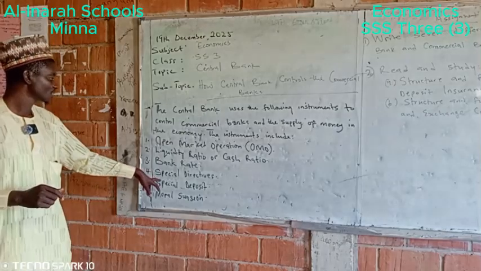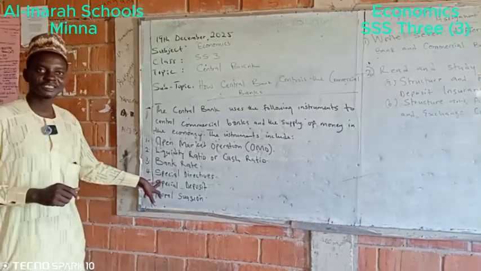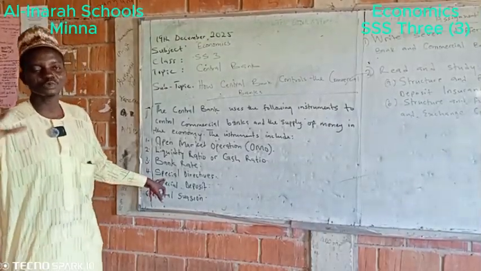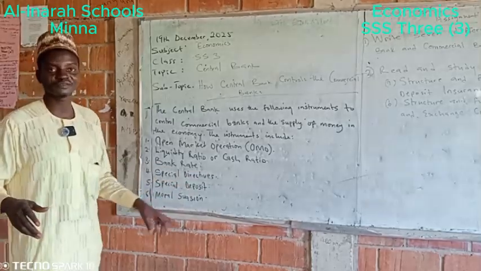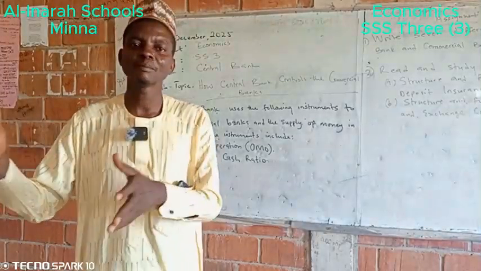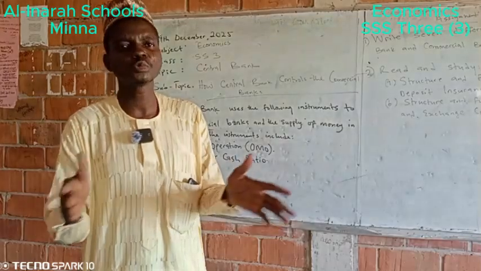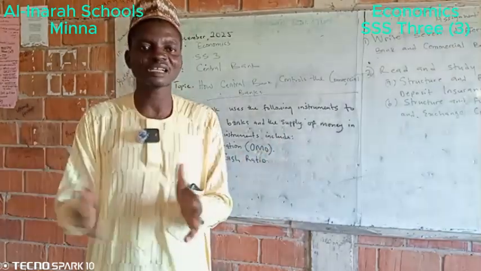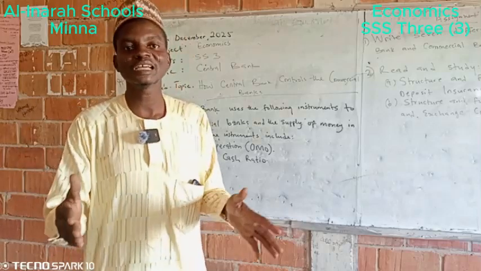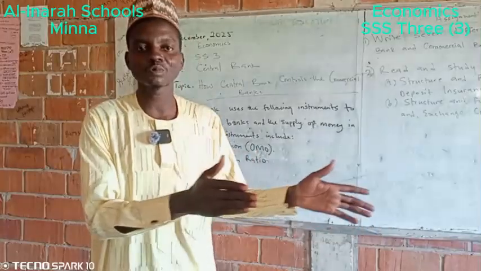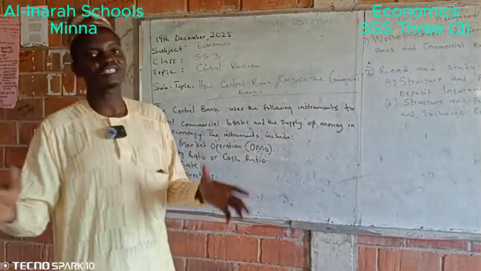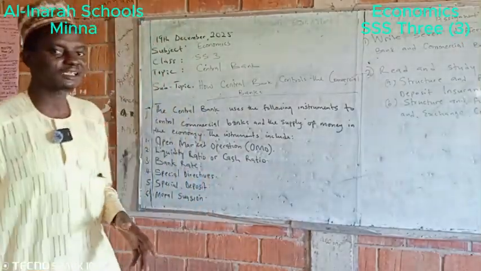Okay. The fourth one. Then the fourth way central bank use to control the commercial bank is special directives. It will give them directives that their spending, their borrowing should be directed to some selected sectors of the economy. They might direct them that any loan you want to give should be directed towards agriculture, towards farming, towards irrigation. So central bank used to control the commercial banks by giving them special directives.